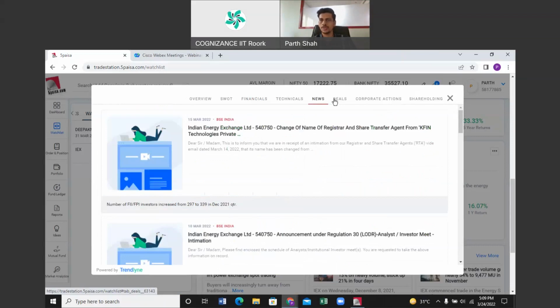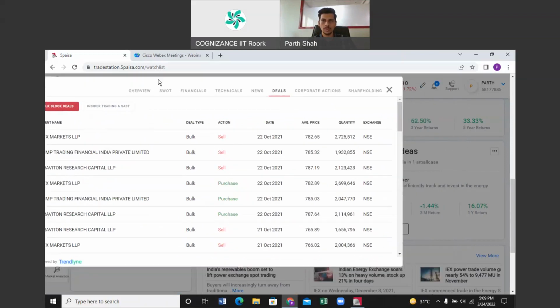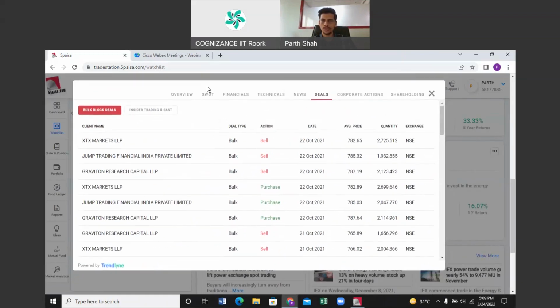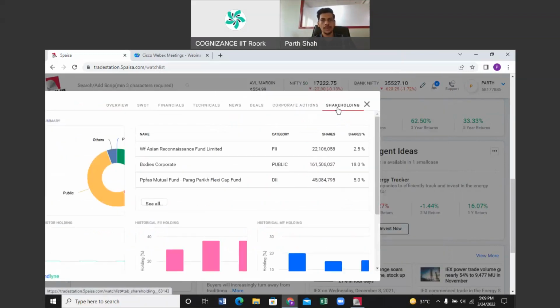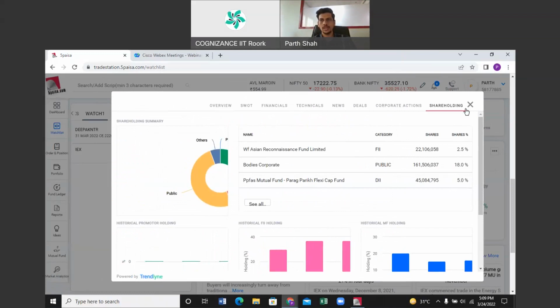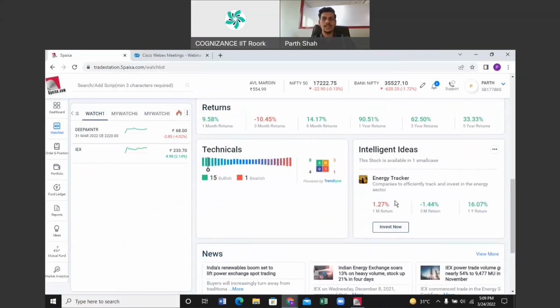Then you have news and deals with respect to the stock. So these are the recent block deals which have happened with respect to the stock. So you can see that. Then you have the corporate action and shareholding pattern of the company. Everything can be seen at one particular place. Then this is the intelligent idea.